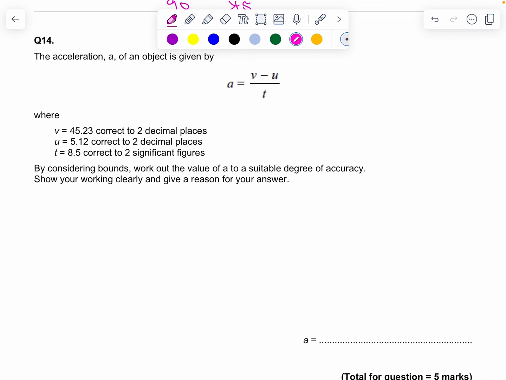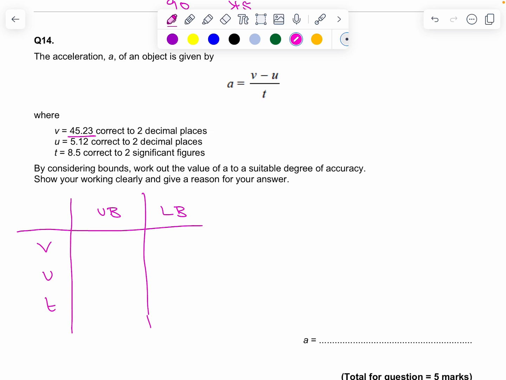Okay, 14 is another big question. It's 5 marks, and I think it was 1 mark, it might have even been 2 marks actually, for coming up with all the upper and lower bounds. So even if you're not sure what to do, my first instinct would be to come up with a little table where I put the upper bound and lower bound for V, U and T.